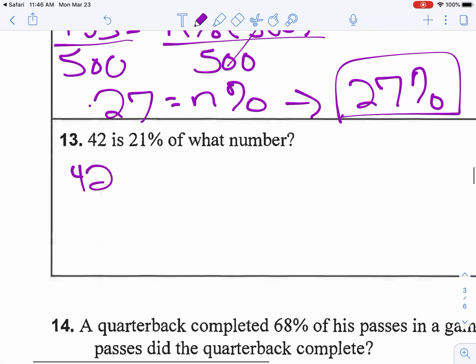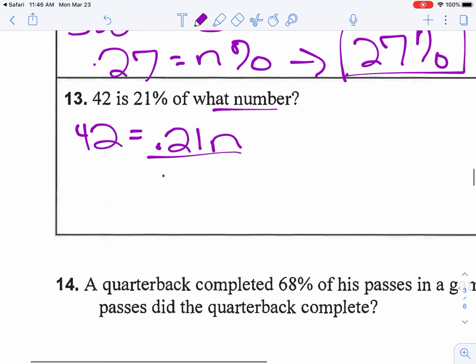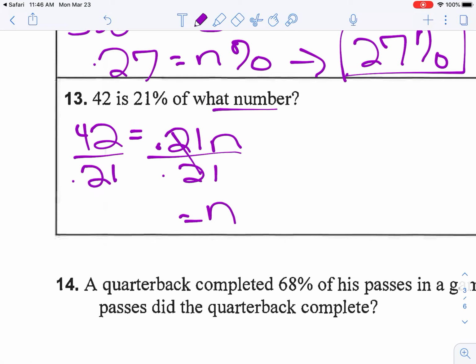Number 13, 42 is means equals 21%. Remember, whenever we have the percentages, automatically we turn them into a decimal. Of means multiply. What number is where we throw our x. So times n or times x. To solve for our variable, we're going to do the inverse and divide by 0.21. And if you do 42 divided by 0.21, n is 200.